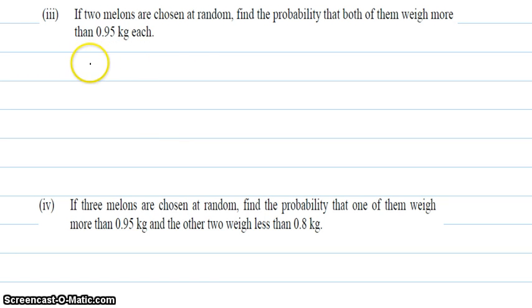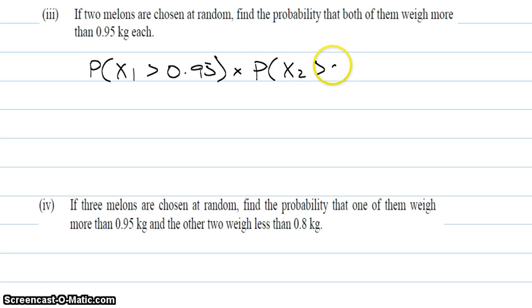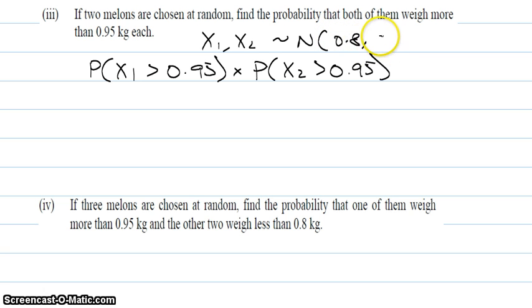So this is the same thing as asking me, what's the probability that x1 is bigger than 0.95 times the probability that x2 is bigger than 0.95. And again, I can only use times because they are independent events. So what is this? Well, we remember both x1 and x2 come from x, so they're normally distributed with mean 0.8, standard deviation 0.2, so variance 0.04.